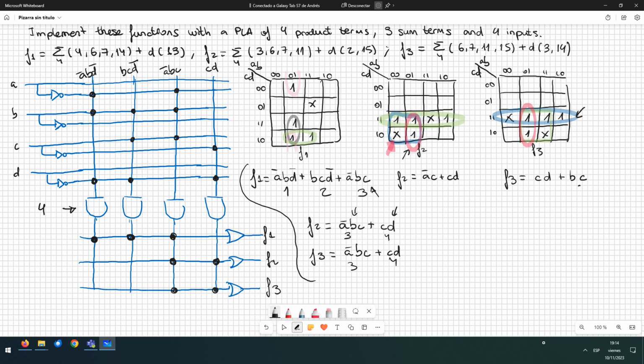So in this way we have implemented three different functions using this PLA with these constraints. So when we have PLAs and PALs, our goal, I insist, is going to be to find product terms that we can share between the different functions instead of having the minimal representation of each function separately. So we have finished the exercise.